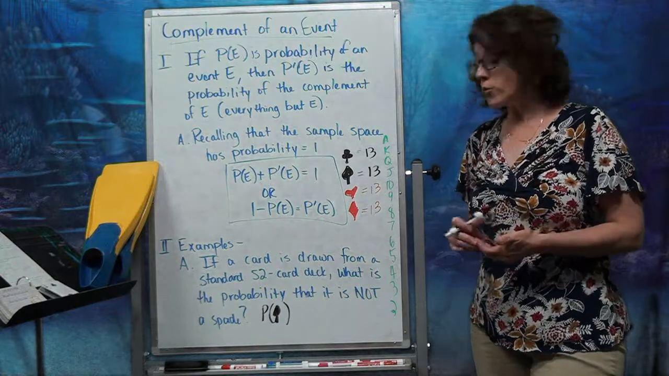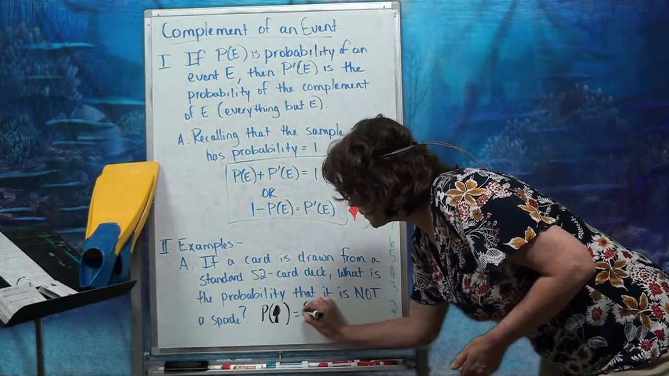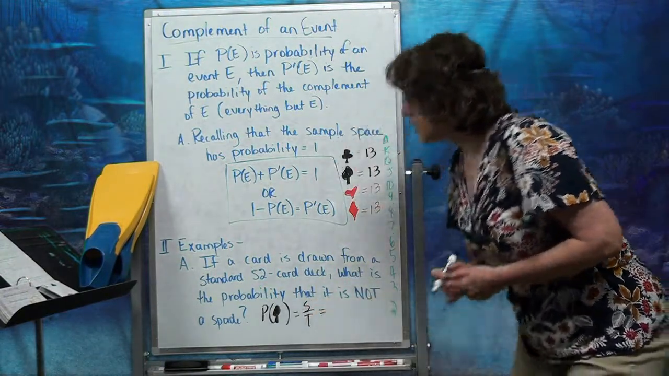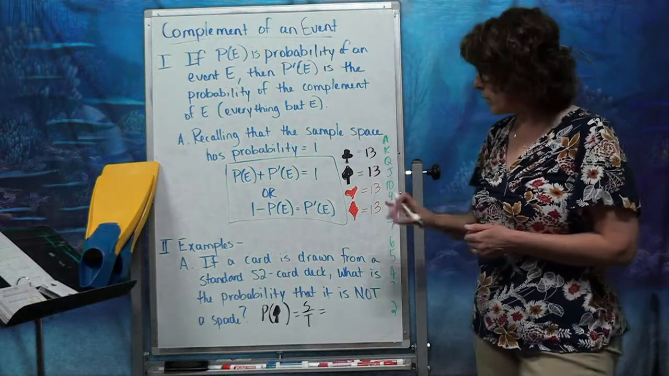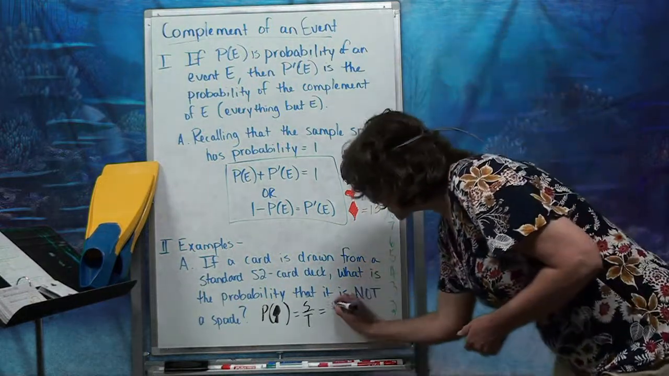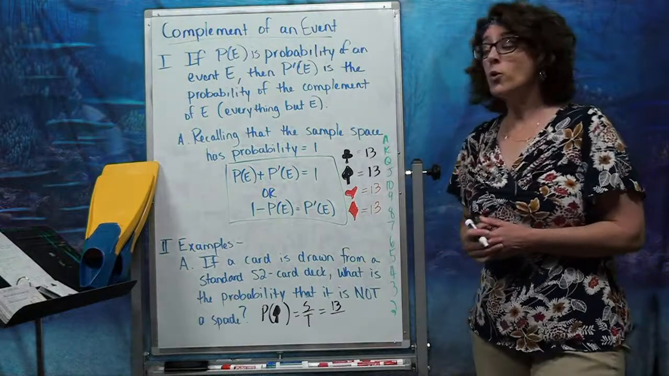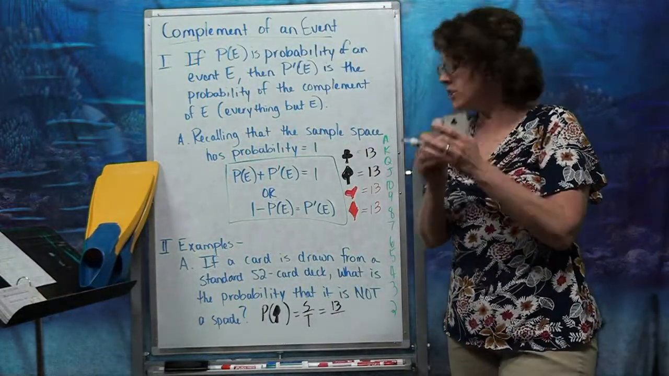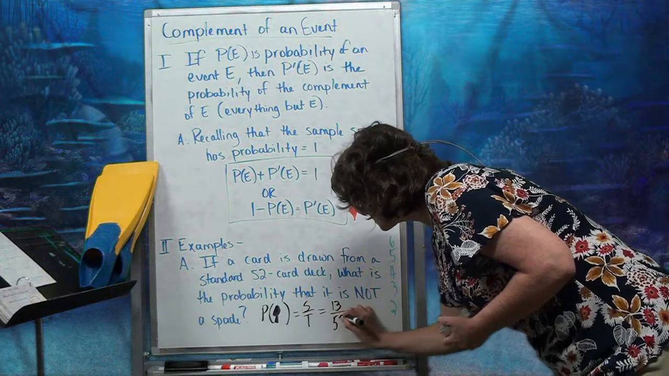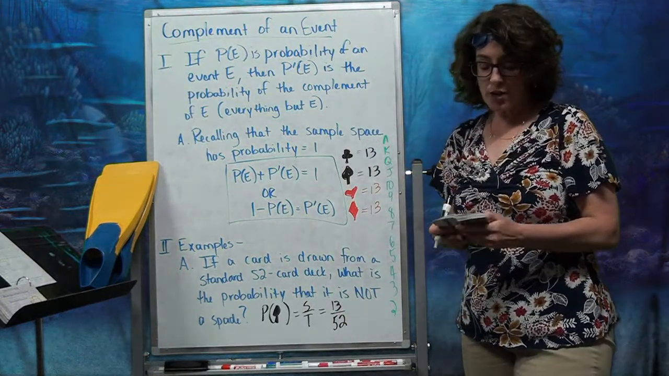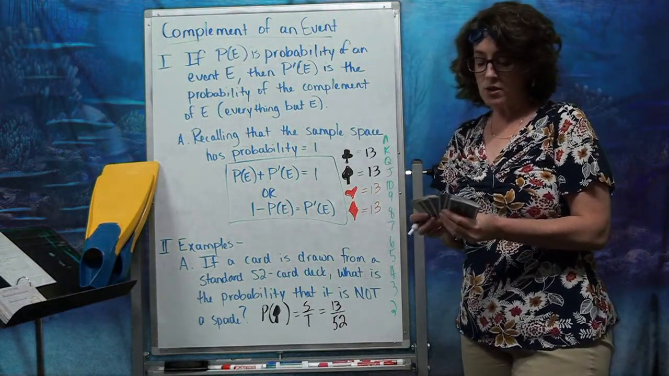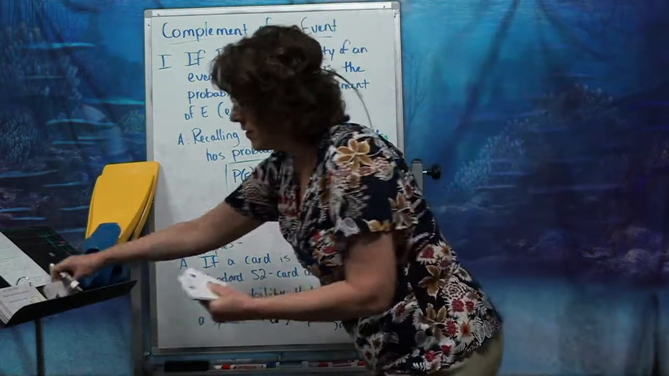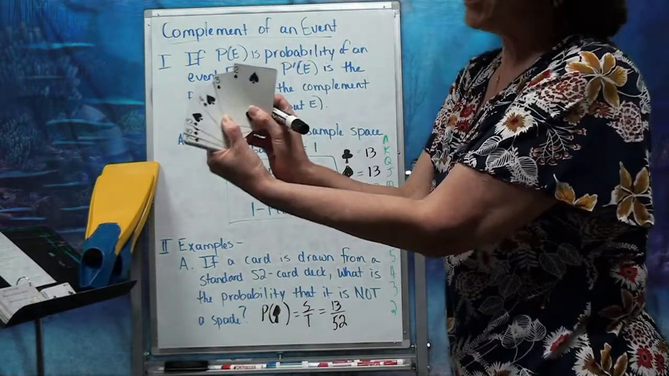Success over total, remember that's your definition of probability. I want success over total. Successful ways to pull a spade, well, there's 13 of them there. Now my total is all the cards that are in this deck, as you can see. 52 of them.